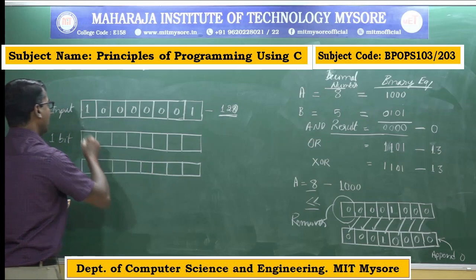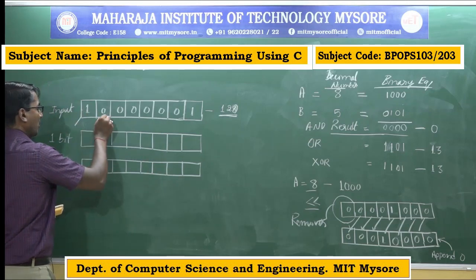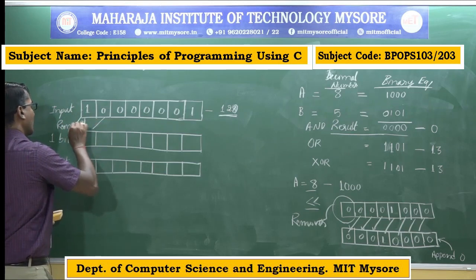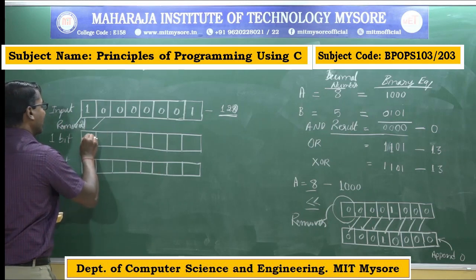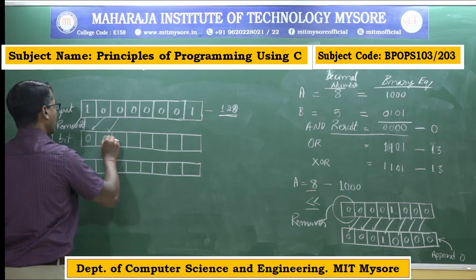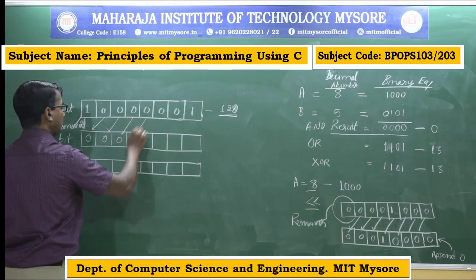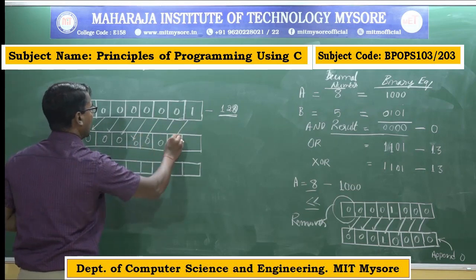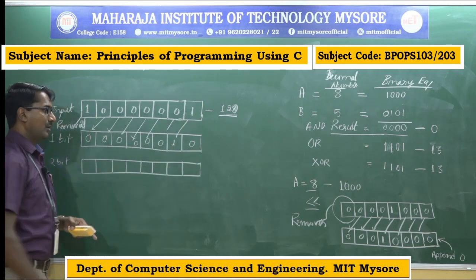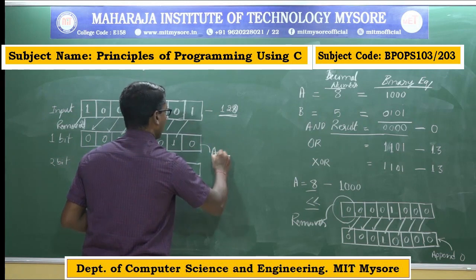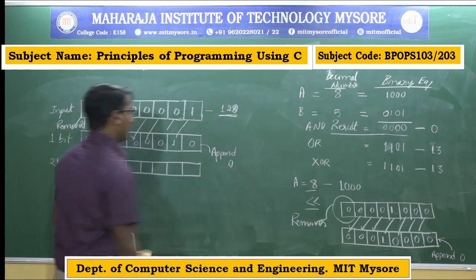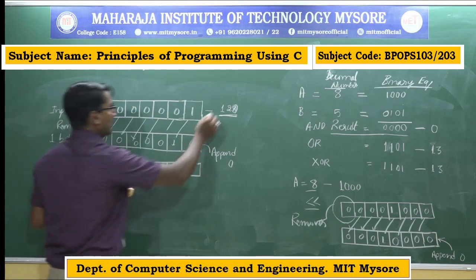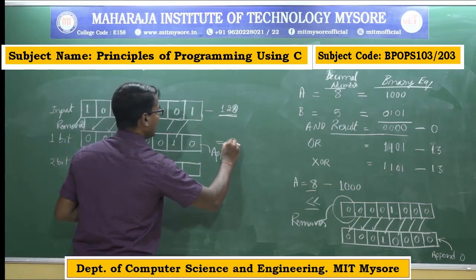So if I shift this 1 bit, now 1 will be removed, and 0 will be assigned to the last bit. 0 is appended. Append 0. Okay, now once again if I shift this number, now the value of this is 2. Now 128 becomes 2. Output is 2.